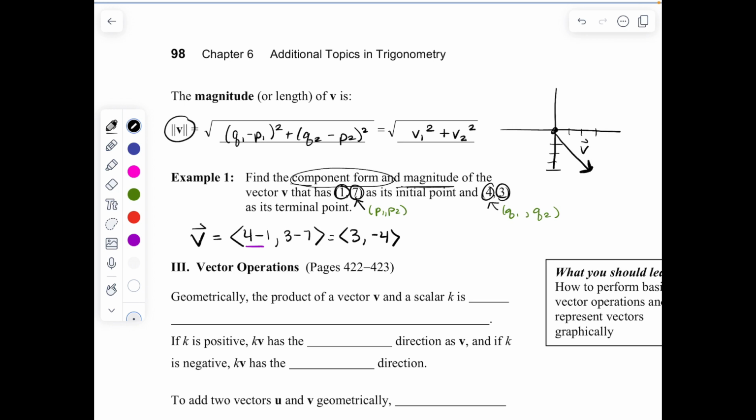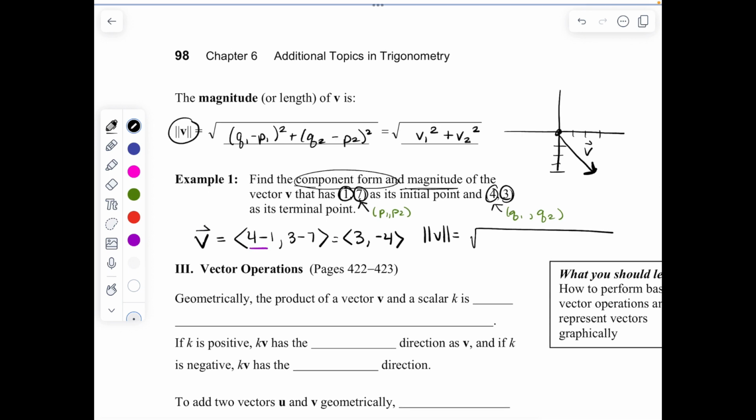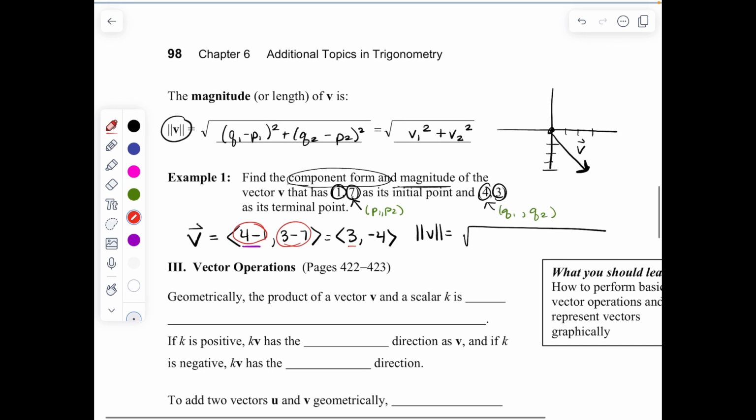Okay, that's vector v. Then if I wanted to find the magnitude of vector v, it's basically the distance formula. So the square root of, and since we already found Q1 minus P1 and Q2 minus P2, which is here and here, we can just take the component form, so that's 3, and square it, plus negative 4 and square it. We end up with the square root of 9 plus 16, which is 5.